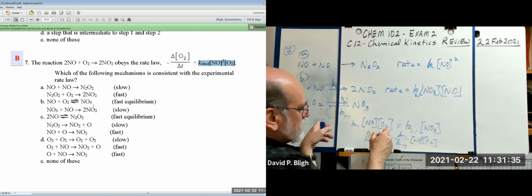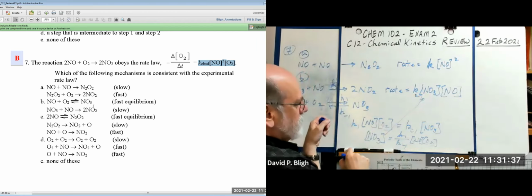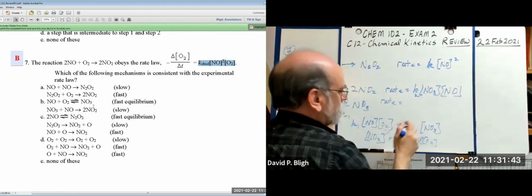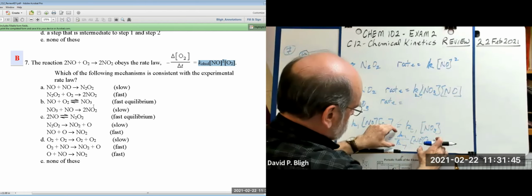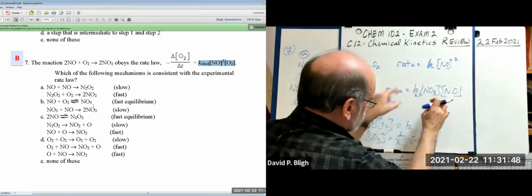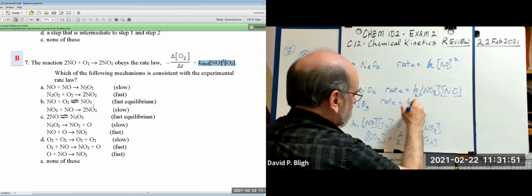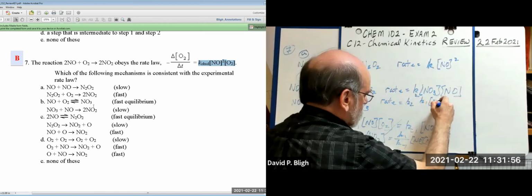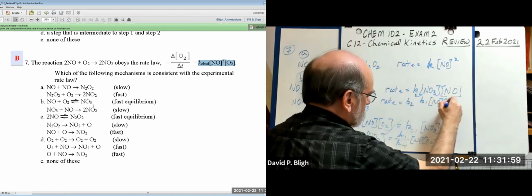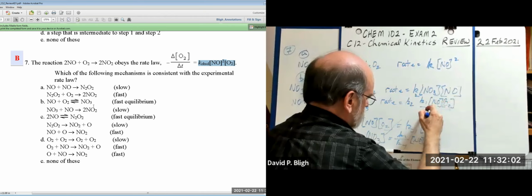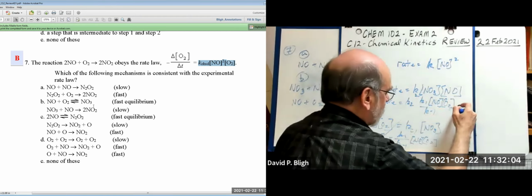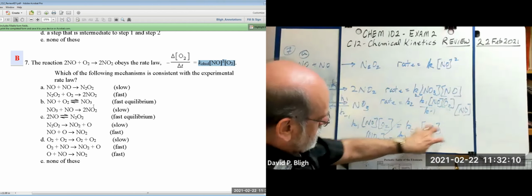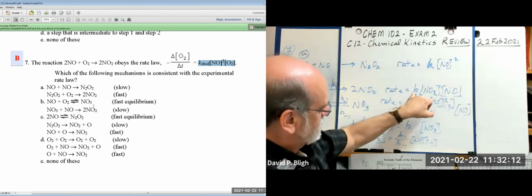Now we can substitute this in there. So that gives us the rate equals, this term fits right into the NO3, K1 NO and O2 divided by K minus 1, and that's times NO. Right? So this term went right in here between that one and that one.